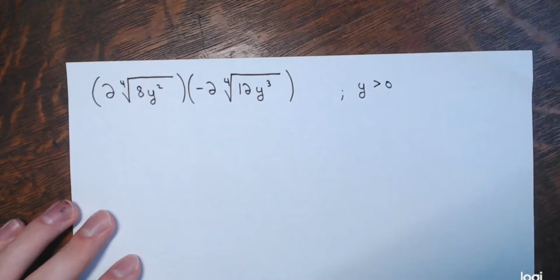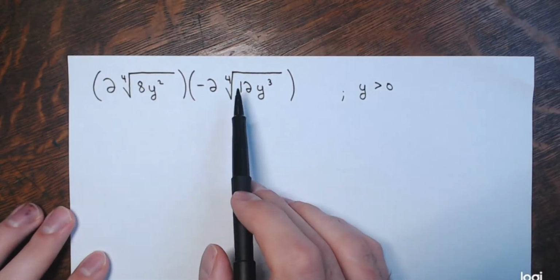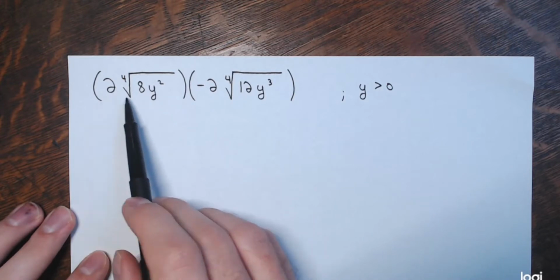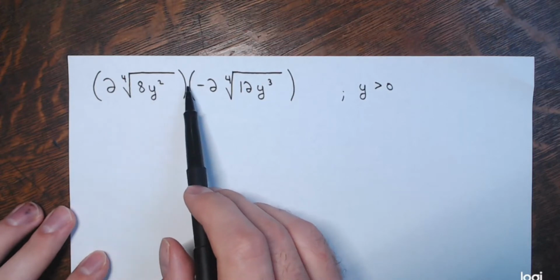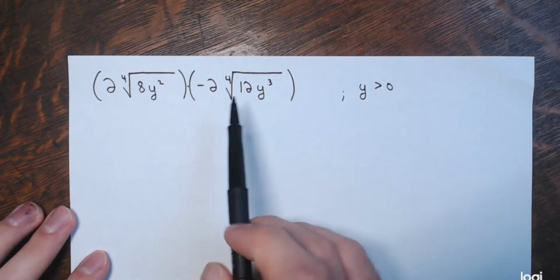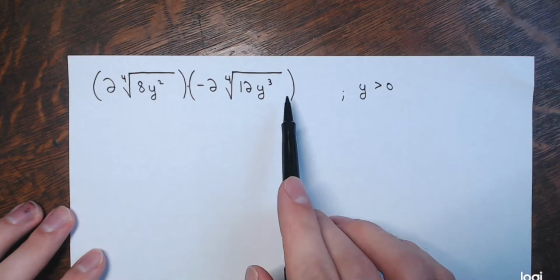Alright, so here there's no distributing to do, because each of these expressions has just a single term, a single product. 2 times the fourth root of 8y squared times, and then negative 2 times the fourth root of 12y cubed. Right? There's no distributing to do here. So this is one big product. You can rearrange the factors.